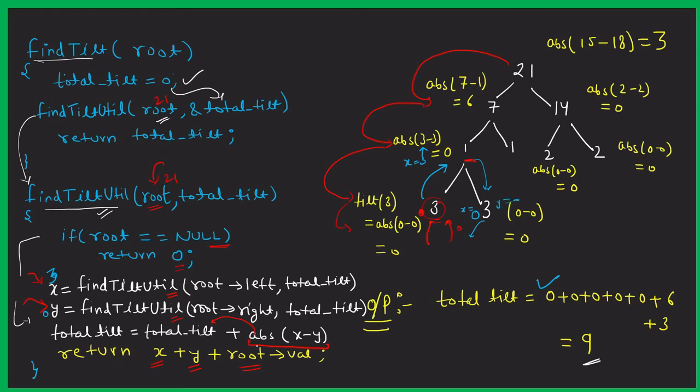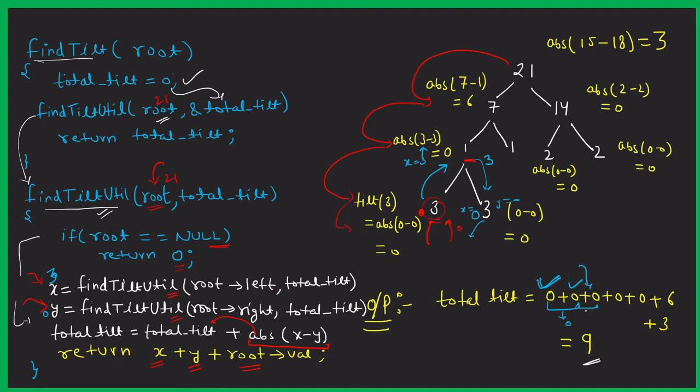Now we will be finding the total tilt. It will be 0 minus 0 plus the previous tilt. Previous tilt was 0, so 0 plus 0, it will be 0. So total answer till now is 0. Now we will be returning x plus y plus root arrow value, so 0 plus 0 plus 3, it will be 3. So 3 is returned here. Now we will come to this part, that is total tilt. Again previous was 0 and the current absolute of x minus y will be 3 minus 3, that is 0. So 0 is again added here.